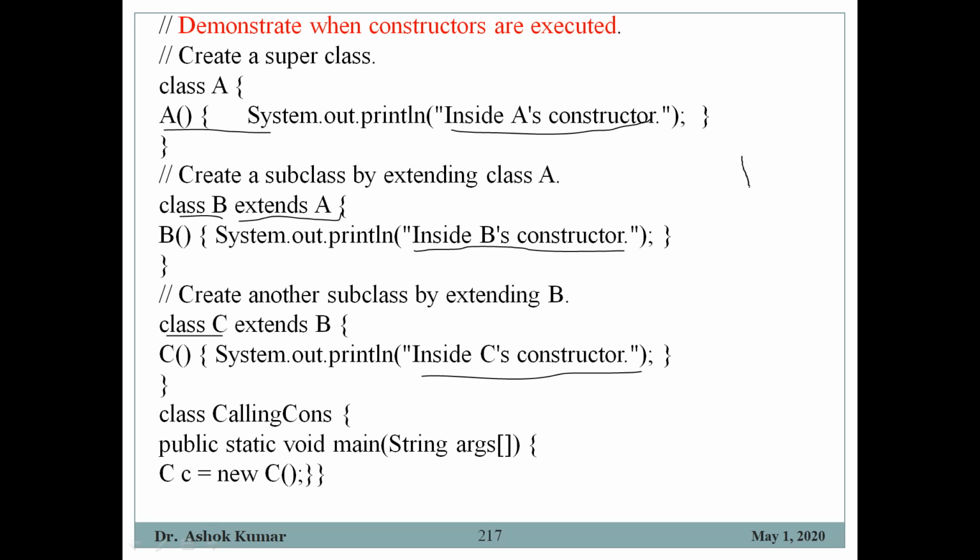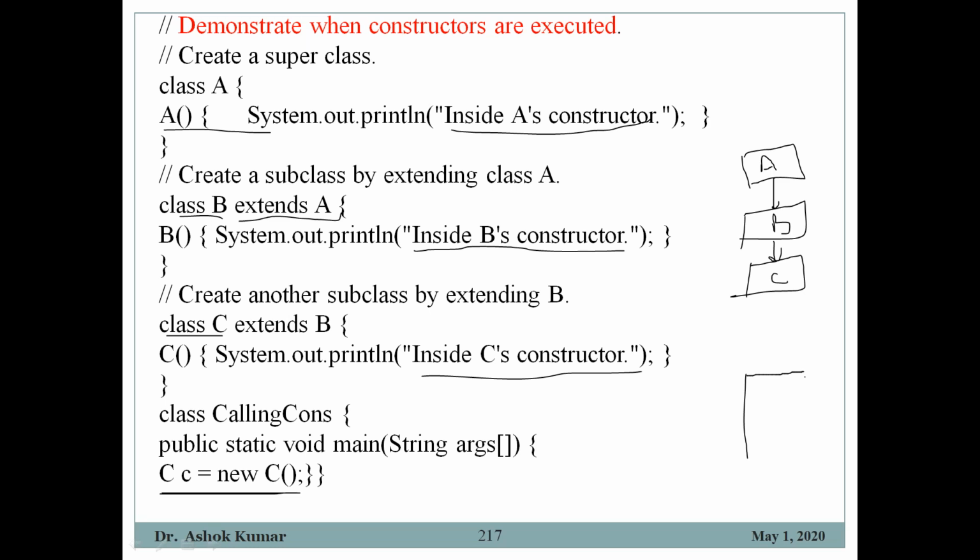So again, there are 3 classes. I'm going to show you this. So this is class A, this is class B, and this is class C, right? We are inheriting B from A and C from B. So this is the hierarchy, and this is the case of multi-level inheritance. So we are creating one object of C class in the main. So this is the object.